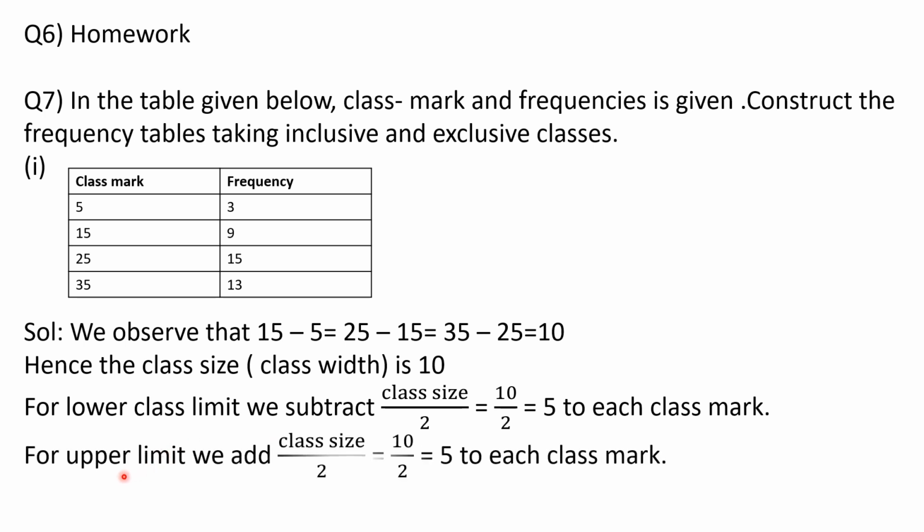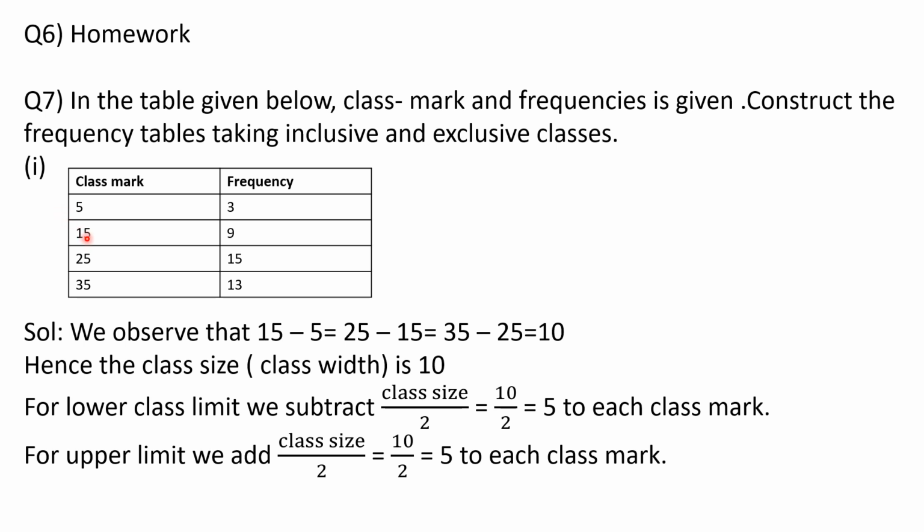And for the upper class limit, students, what do we do? We add half of the class size to each class mark. This way we followed in question number third, and the same way we'll do here. Half of the class size is 10 divided by 2, that is 5. For the lower class limit, you subtract it from the class mark. The first class mark is 5, so 5 minus 5 gives lower class limit 0, and for the upper class limit you add, so 5 plus 5 gives 10. So here you get the class 0 to 10.